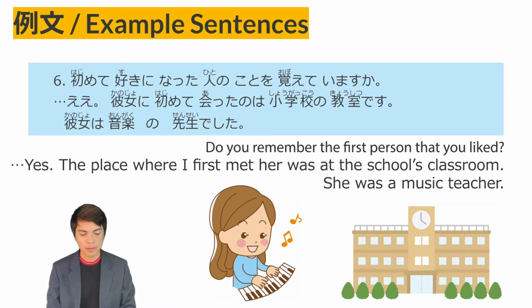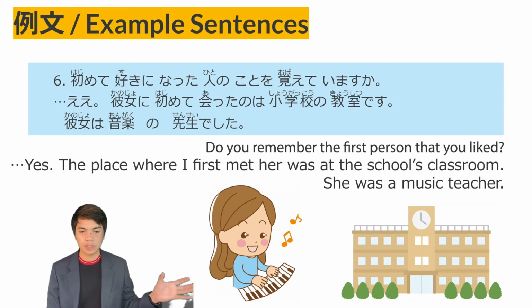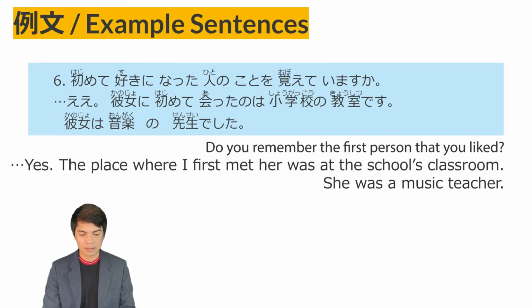A. Yes, 彼女に初めて会った。彼女に, person に会います, 彼女に初めて会った, 初めて会いました. The first time I met her, no は小学校の教室です, was at the classroom at the elementary school. 彼女は音楽の先生でした. She was a music teacher. So now let's watch the conversation video.